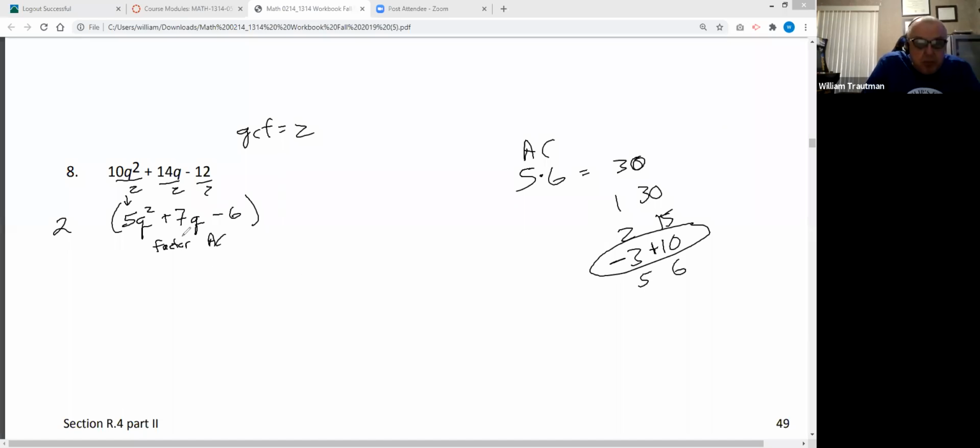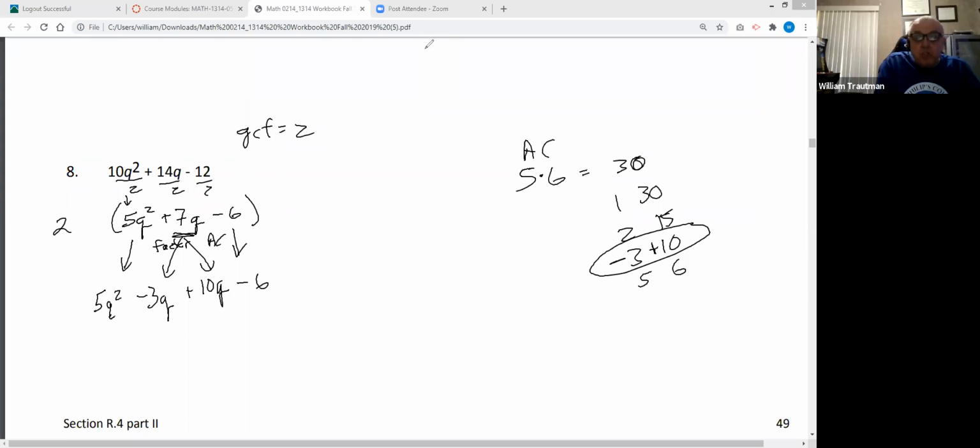So we're going to split the middle. I always do the negative first: minus 3q and a plus 10q. Do you see how I split them so it equals 7q? Minus 3q plus 10q is a positive 7q. Then I bring the minus 6 down, and I bring the 5q squared down.